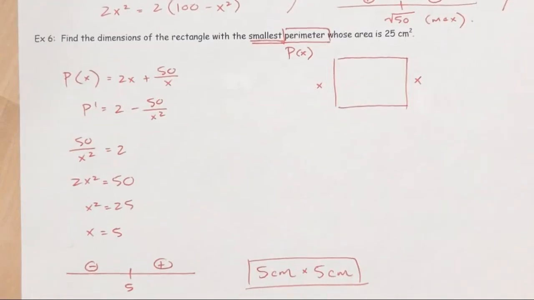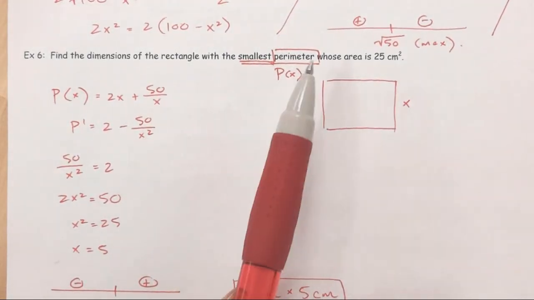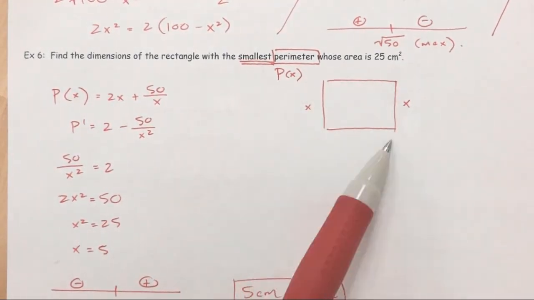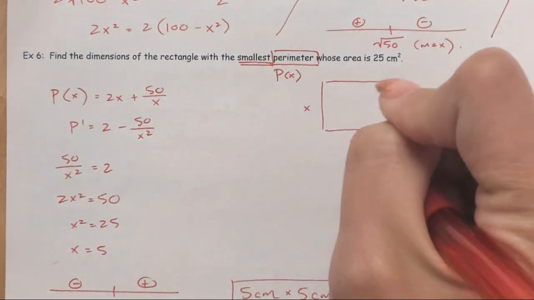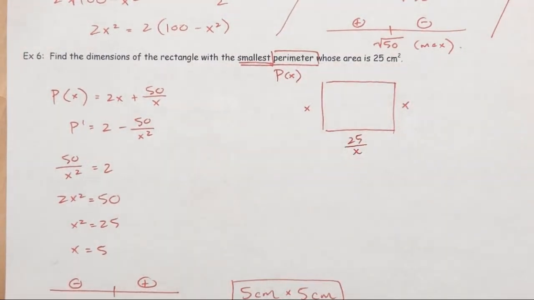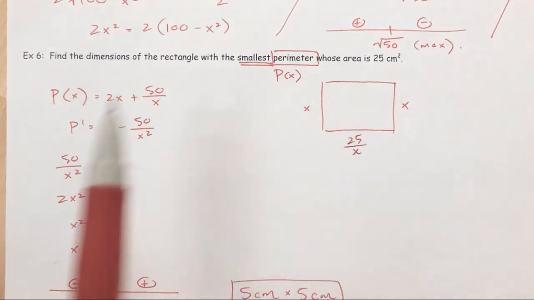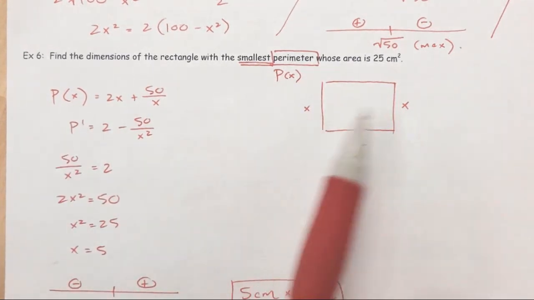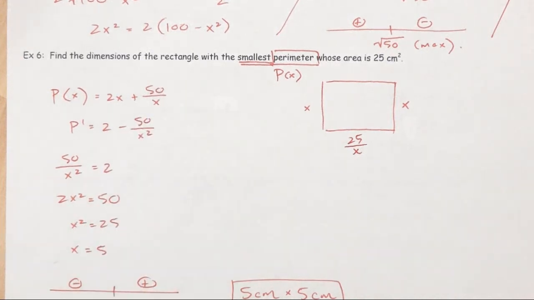Okay, the very last one. Find the dimensions of a rectangle with the smallest perimeter. I draw my rectangle. X. This has got to be 25 over x, because if I multiply these, I should get 25, right? So my perimeter is this, and this, and this, and this. So 2x plus 50 over x.